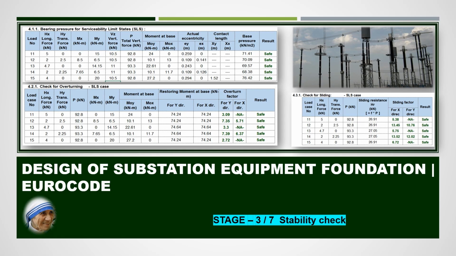So the first stage is on the screen. You can see the bearing pressure for the serviceability limit state and the ULS ultimate load combination. We are also going to check those bearing pressures, and next is the check for overturning and the check for sliding. These three checks, in order to say that our foundation is stable, we are going to do along with the European standard EN 1997.